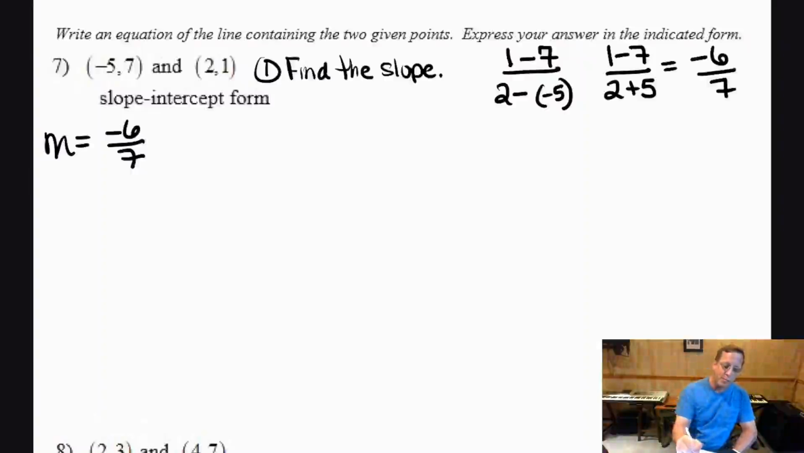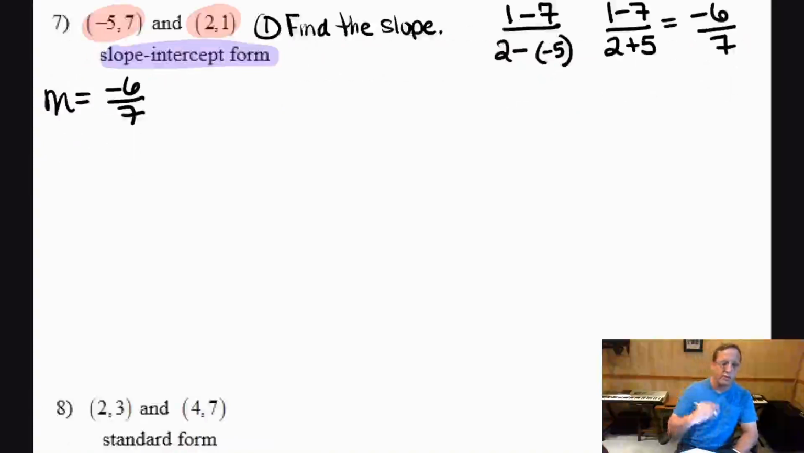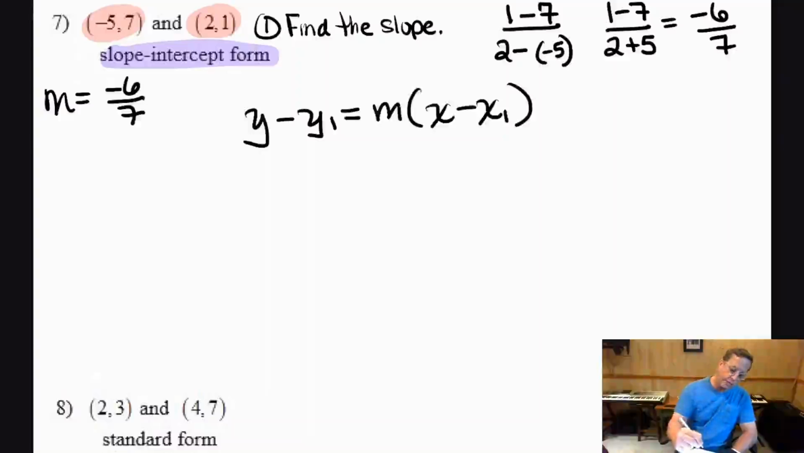Okay, now this problem is asking us to put it in slope-intercept form. Now, neither one of these points right here are intercepts. Those are just points on the coordinate plane. If they were intercepts, you'd have a 0 for the x in one of them, and we don't have that. So let's start off with point slope. I always write it down, it just doesn't hurt to do that. And let's put some values in here.